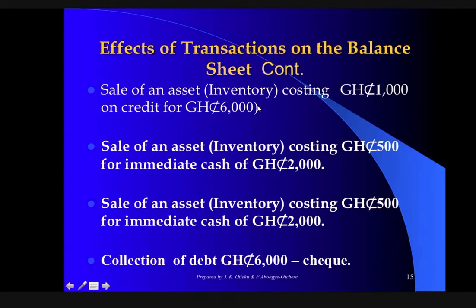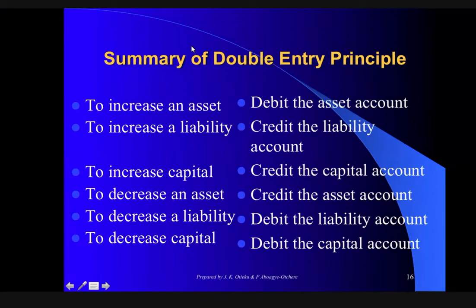Okay. So the first thing is that it says we sold inventory costing 1,000 Ghana cedis on credit for 6,000 Ghana cedis. Who else wants to try? Madam, that is what I was about to say, that the item that has been affected is inventory. Inventory, okay. Then what else has been affected?